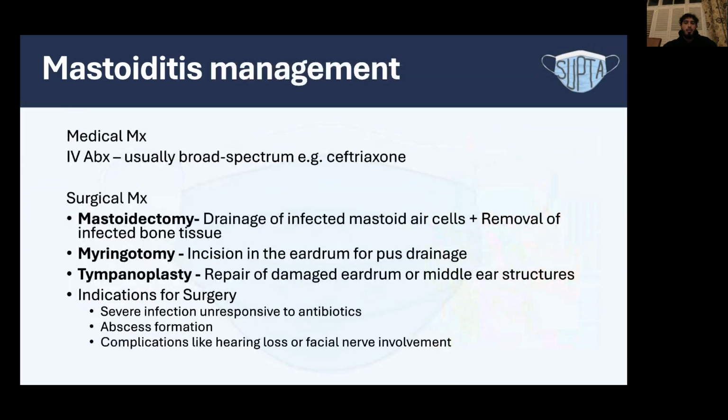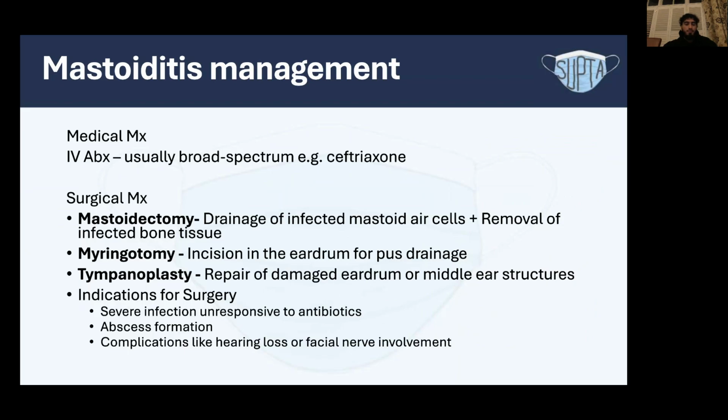How can we treat mastoiditis? It requires very prompt and effective treatment because, again, we can't progress to those serious complications. We'll put them on some broad IV antibiotics, usually ceftriaxone. If that doesn't work, we're going to have to move on to surgical management. That includes a mastoidectomy, just removing the mastoid air cells and debridement of the infected bone tissue.